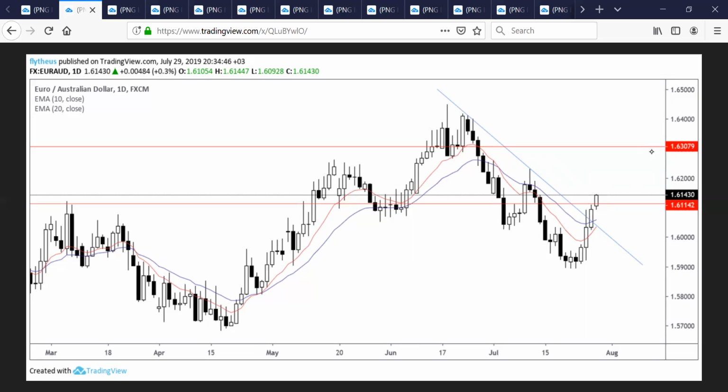I have my target at the 1.63079 level, but I'm also going to have other targets. And with that, I'm going to use a Fibonacci tool to draw my targets.